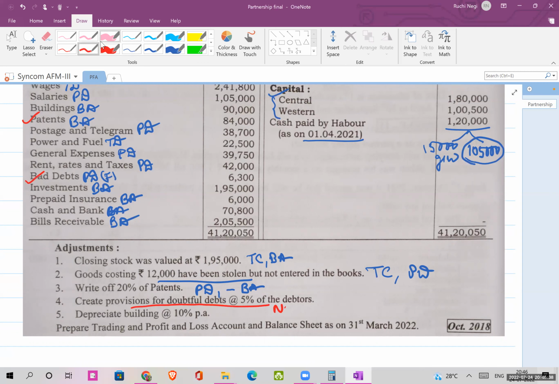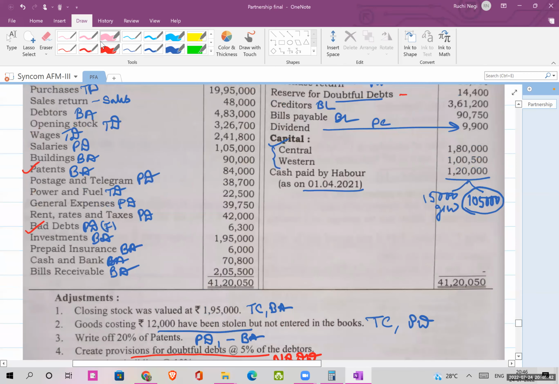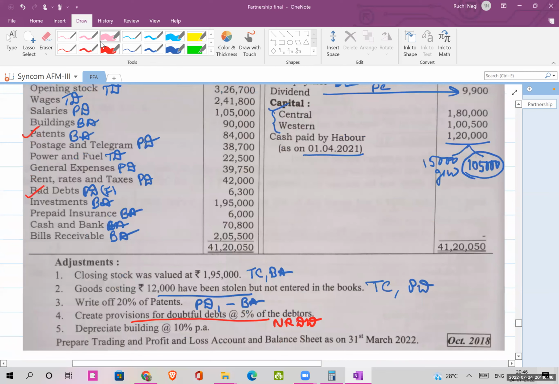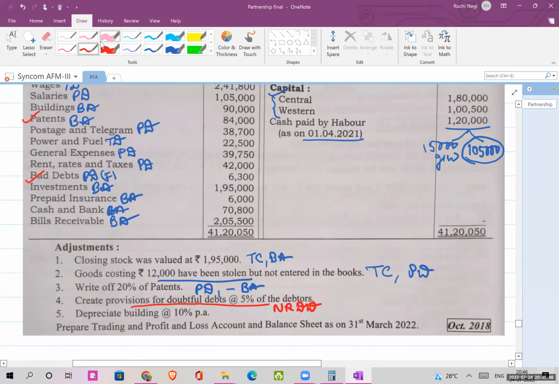So this is my new RDD. This will be reflected in my debtors and also in my bad debts formula, so I am putting a tick on both. Okay. Then depreciate building at the rate 10% per annum. So I'm putting a tick mark to building also. Building 10%, 10% of 90,000 is 9,000. Okay, so P&L debit. Second effect less from building. Okay, so let's start.